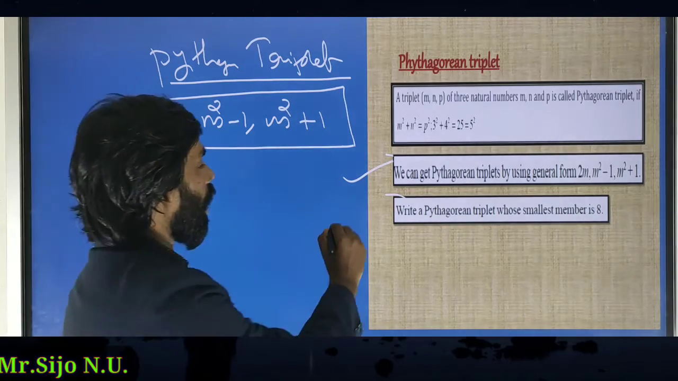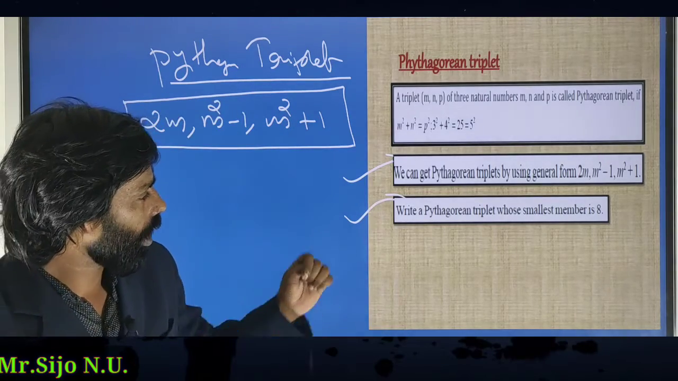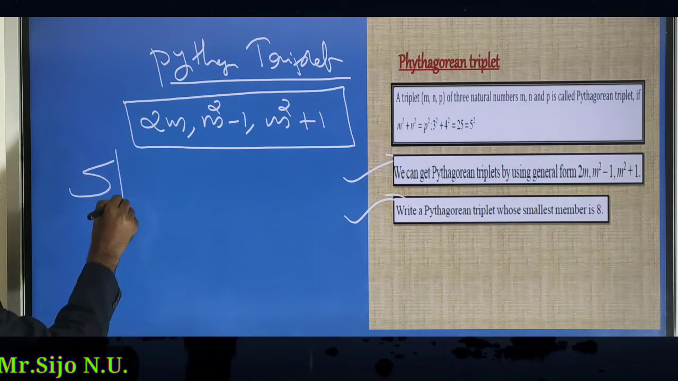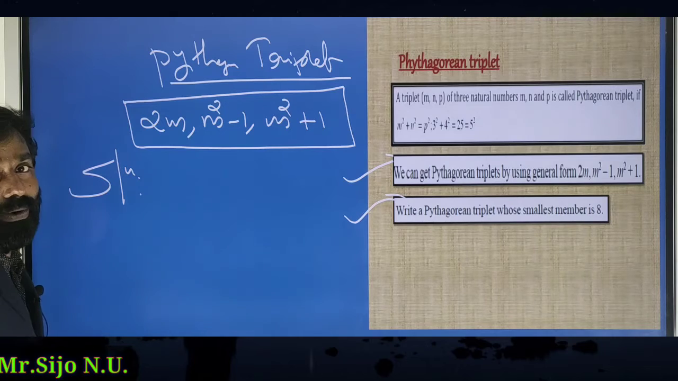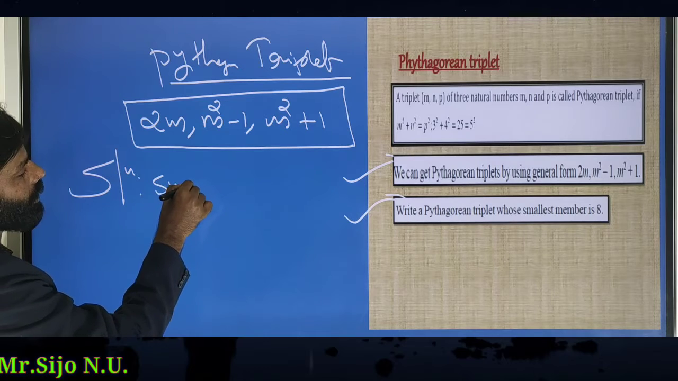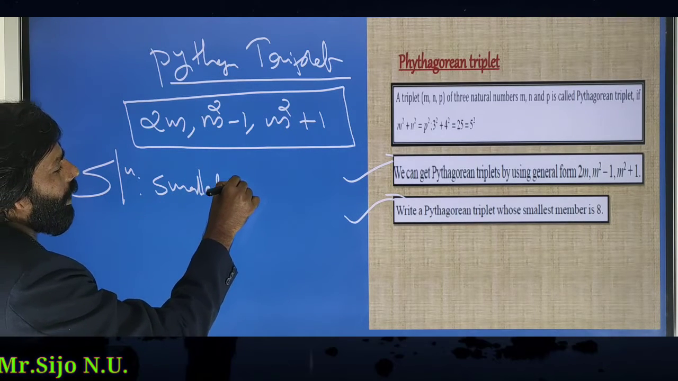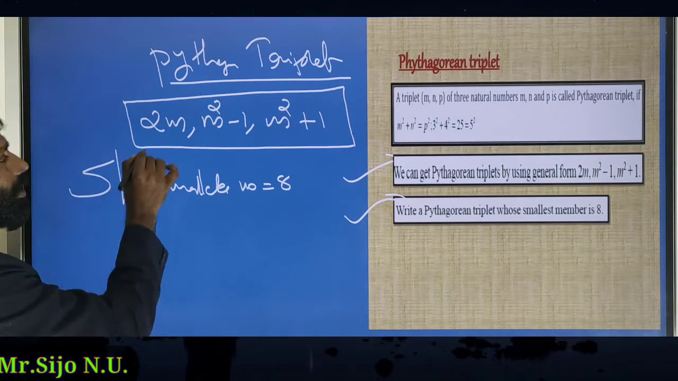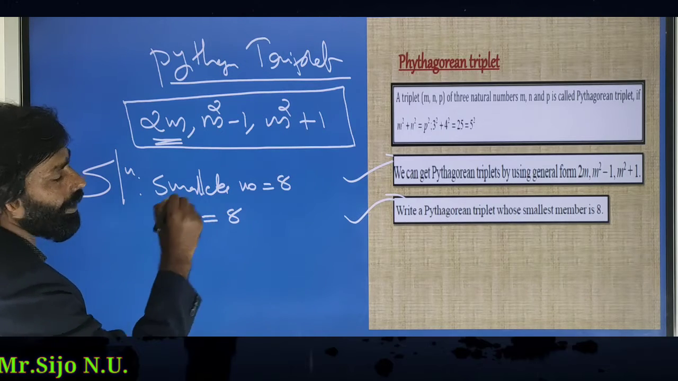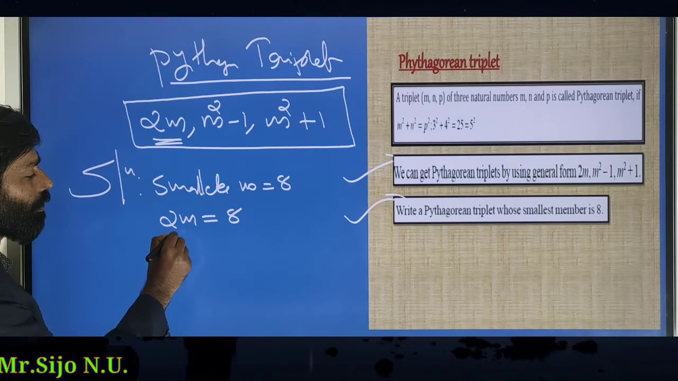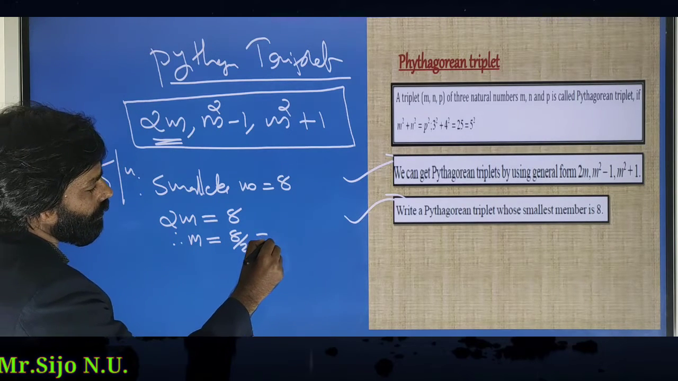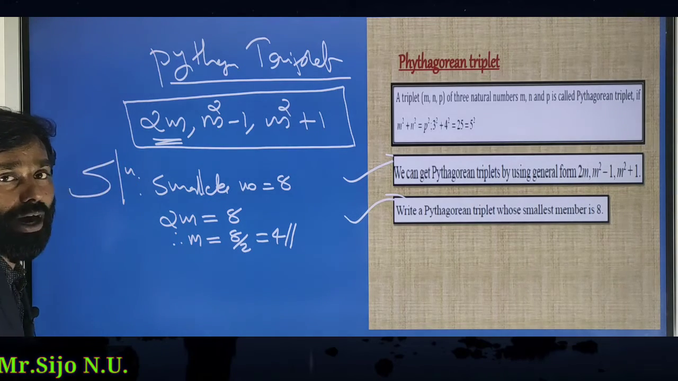Let us check how we can solve questions like these. The question: write the Pythagorean triplet whose smallest number is 8. To find the Pythagorean triplet, the smallest number is given as 8. Let us assume it as 2m. So we can write 2m equals 8. From here we can find the value of m: 8 divided by 2 is 4. We got the value of m as 4.